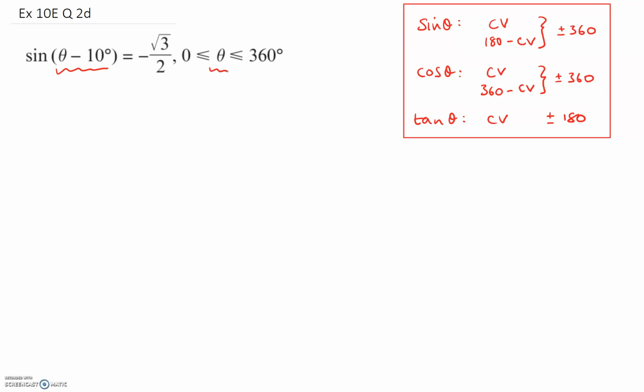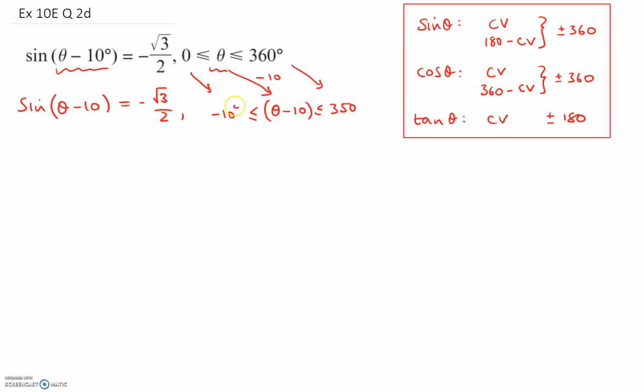So the very first thing I need to do for this equation is change the range. The way you do that is you replace theta with now theta minus 10. And whatever we've done to theta, in this case subtract 10, you're going to do the same to the other two things. So 360 minus 10 is 350. 0 minus 10 is minus 10. So this becomes your new range. This is very important when we're finding all of the solutions.